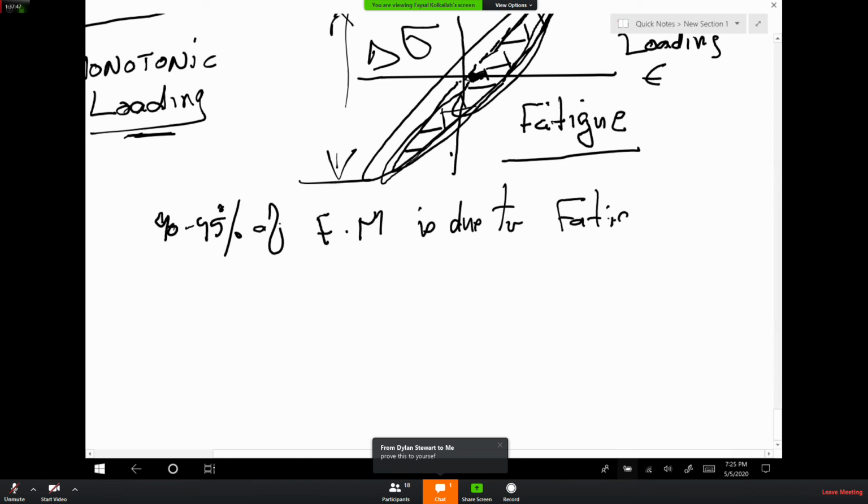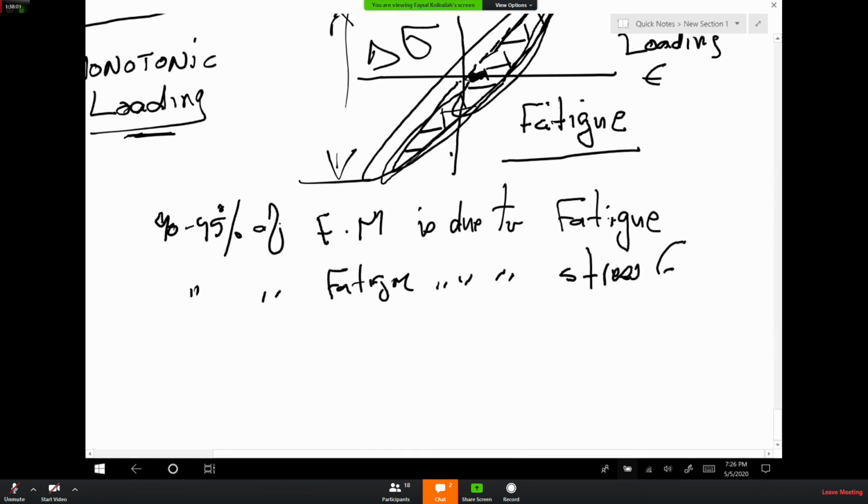Let me write fatigue so nobody says fat. Fatigue. And 90% of fatigue is due to stress concentration. And what do I mean by stress concentration? When you do this design, that's a stress concentration. This design is better. You have a radius of curvature. Optimum design is this. It's a zero stress concentration.